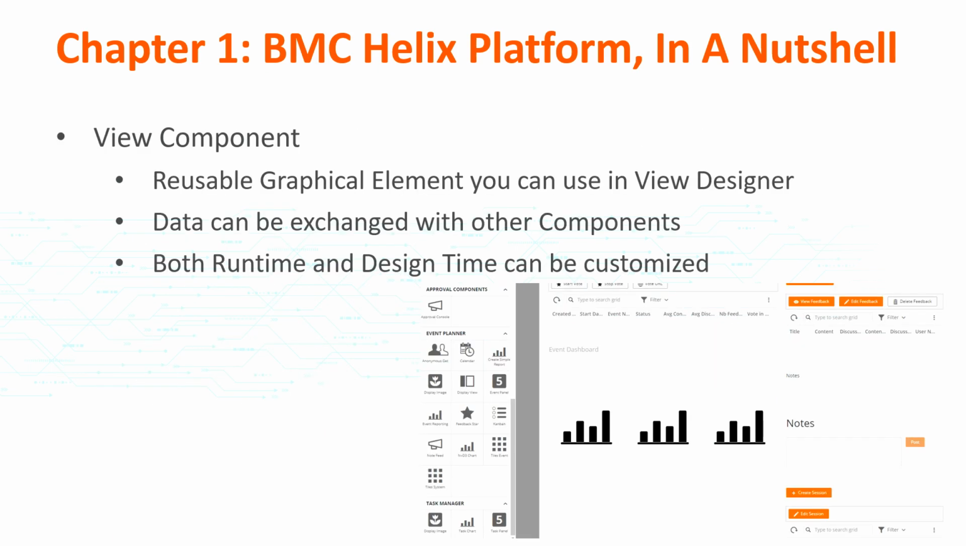So what is the first thing you can customize in the BMC Helix platform? Like I said, there is the view component. A view component is a graphical element that will be accessible in the palette. Here you can see that the event planner has multiple view components. And this one, for example, is a chart. And it's a custom view component. So you can just drag and drop it next to BMC out-of-the-box objects. Data can be exchanged between components with input and output parameters. And you can customize both runtime and design time. So what does that mean?